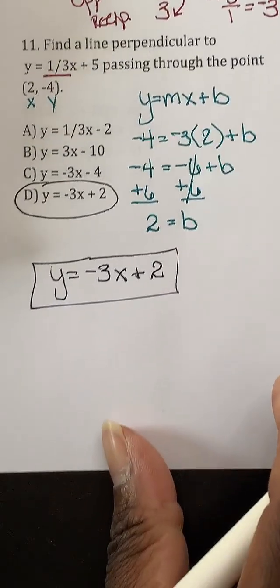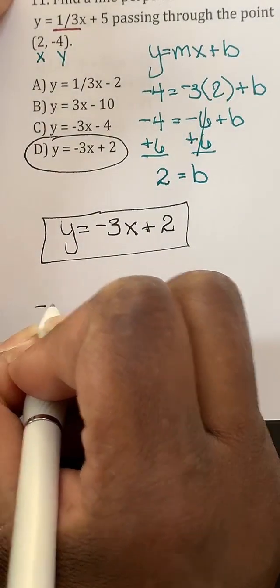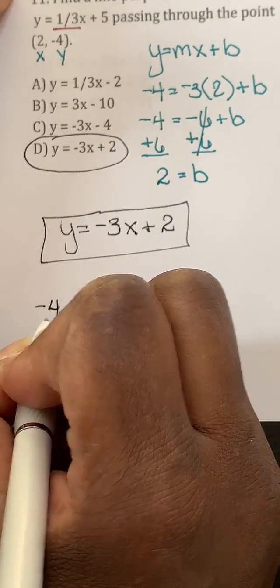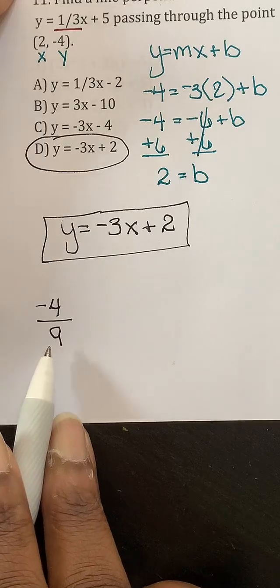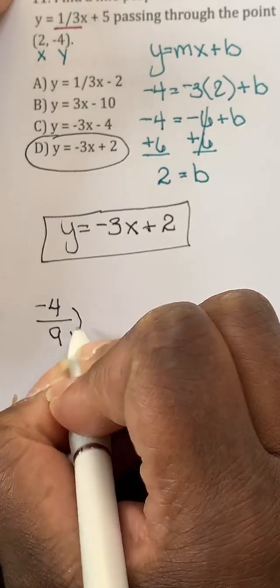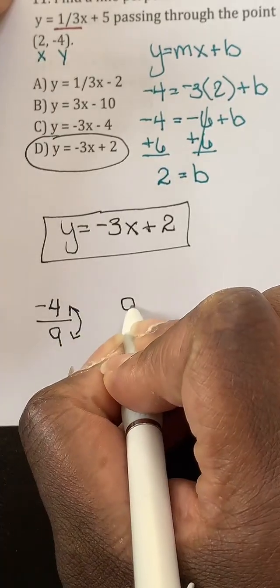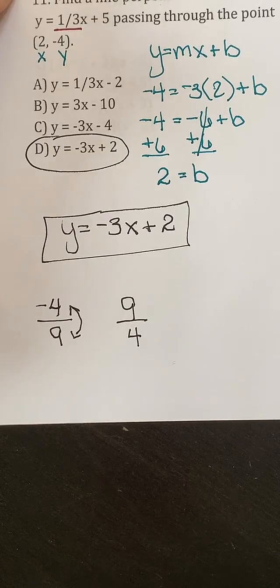So like if I wanted to say, here's a little side note. If I wanted to say -4/9, the opposite reciprocal of -4/9 is going to be positive, and you're going to flip it. So it'll be +9/4. Okay. Parallel lines, same slope. Perpendicular lines, opposite reciprocals.